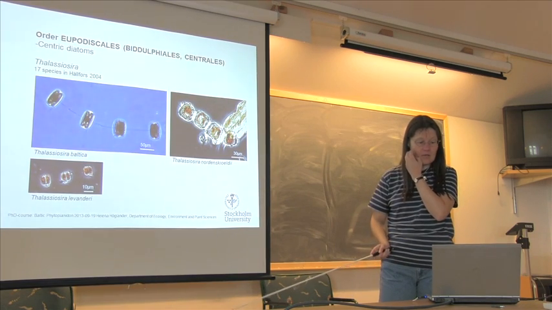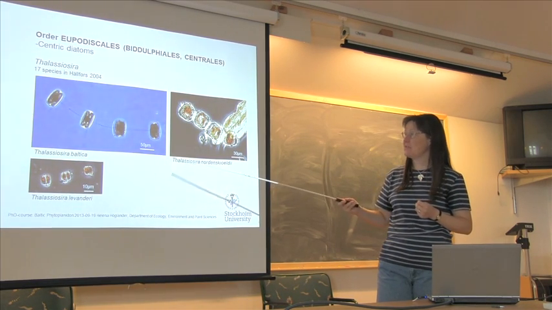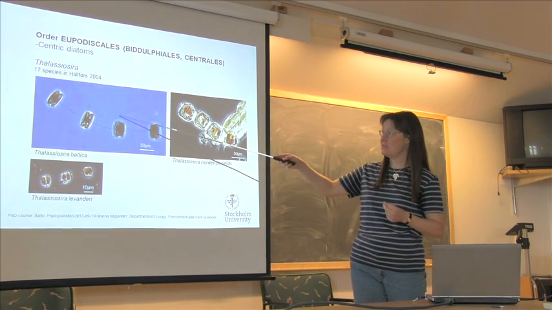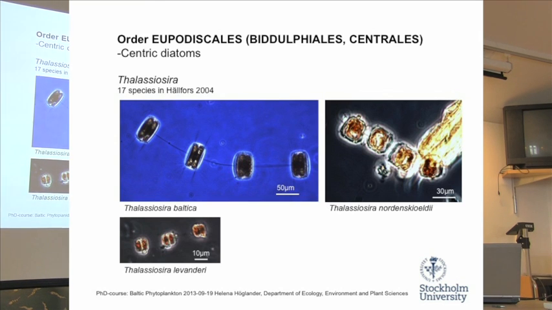Then we have another group of centric. These look like the petri dishes again. We have this Thalassiosira baltica. This is also a common spring species in the Baltic. The cells are attached by gelatinous threads, and it has a special arrangement of the small spines inside of here for identification. But this is one of the most common spring species.